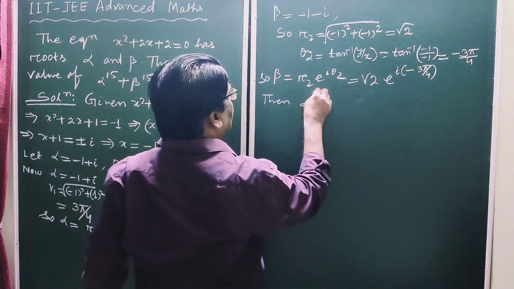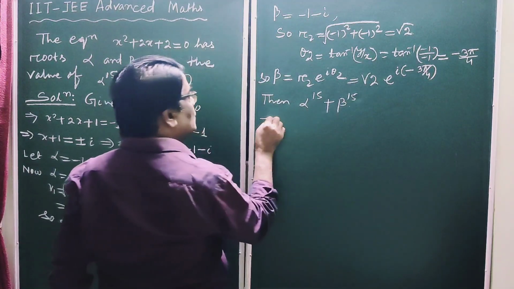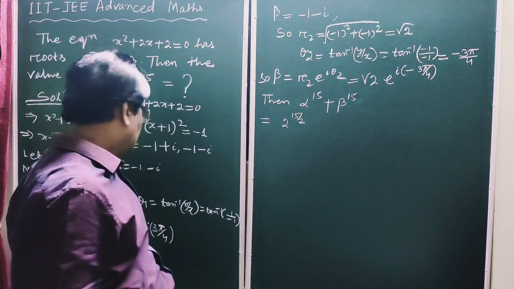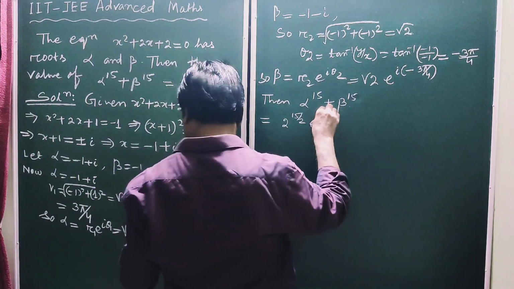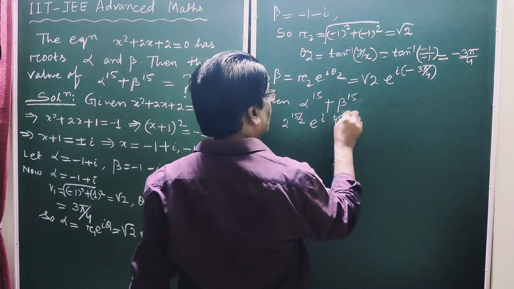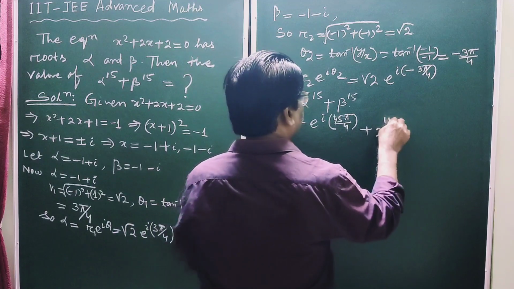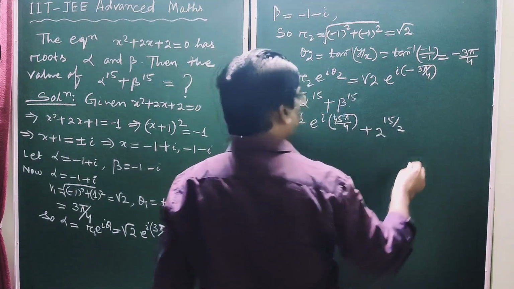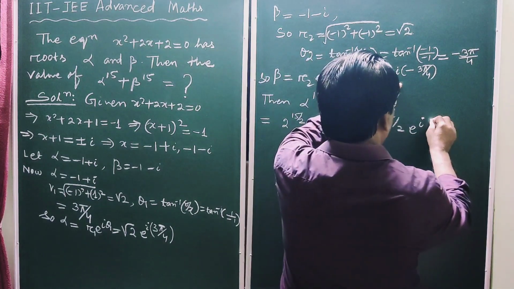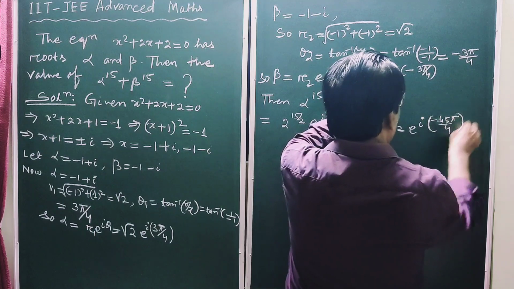Then alpha to the power 15 plus beta to the power 15 is equal to 2 to the power 15 by 2 times e to the power i 45 pi by 4, plus 2 to the power 15 by 2 times e to the power i times minus 45 pi by 4.